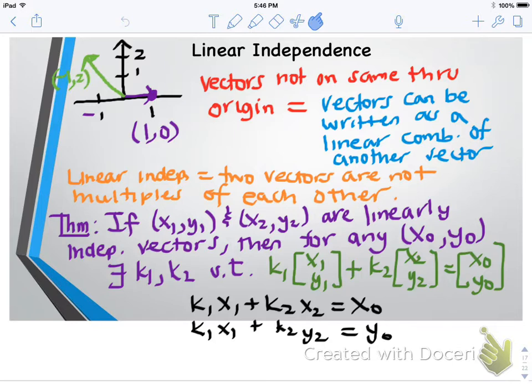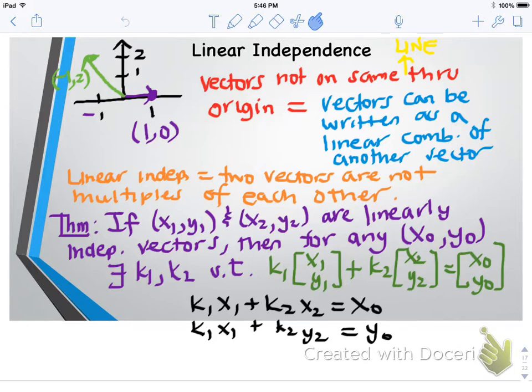What my note is saying is that vectors not on the same line, I forgot to put line there. Isn't surprises nice? Vectors not on the same line through the origin are what we call linearly independent. So these are just different ways to think of linear independence. If two vectors are not on the same line through the origin, they're linearly independent. And that means vectors can't be written as a linear combination of another vector. So that condition has to be met.